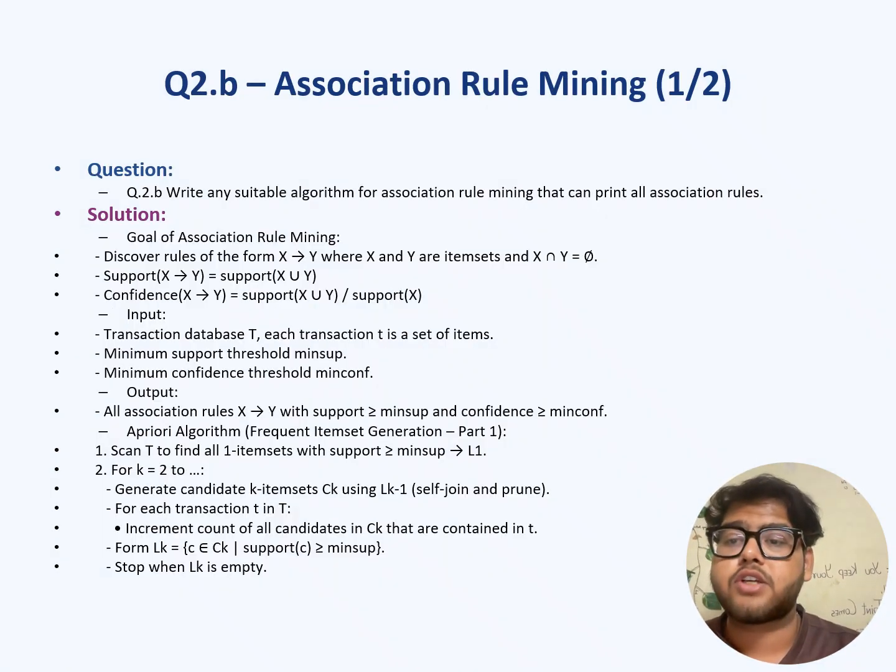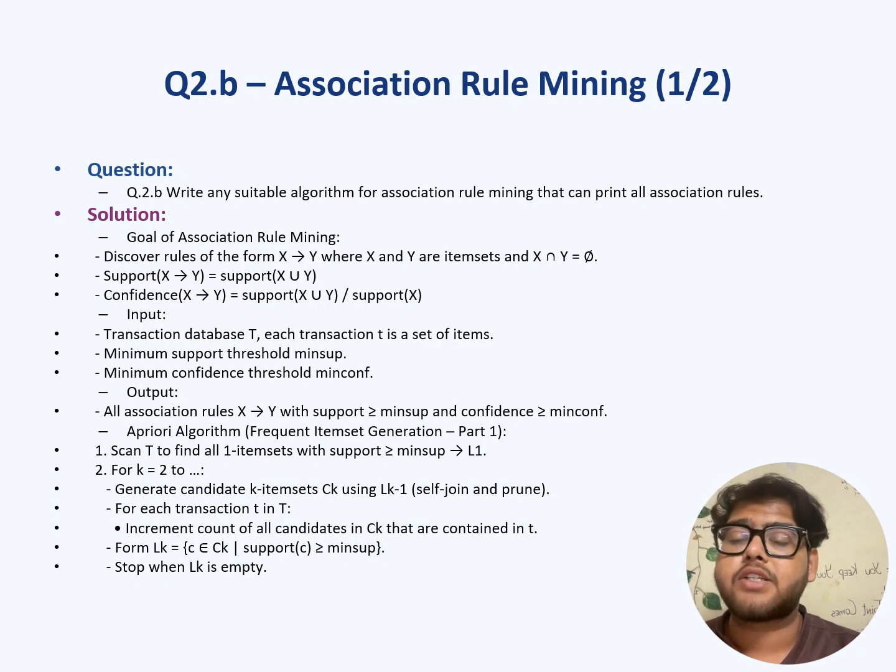Goal of association rule mining: discover rules of the form X to Y, where X and Y are item sets and X intersection Y is null. Support of X to Y is equal to support of X union Y. Confidence of X to Y is equal to support of X union Y upon support of X.